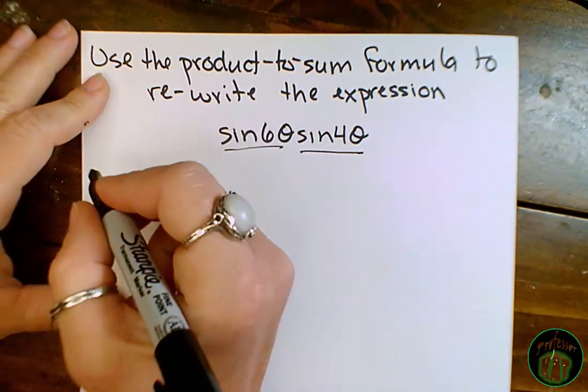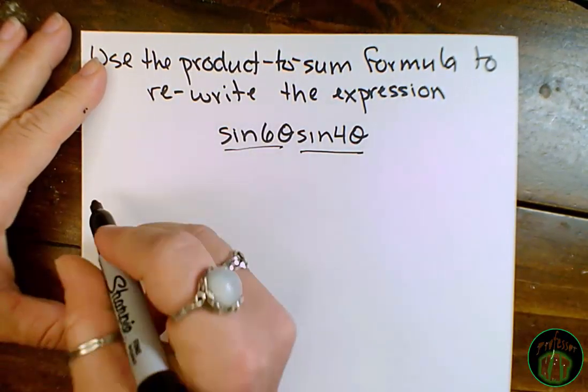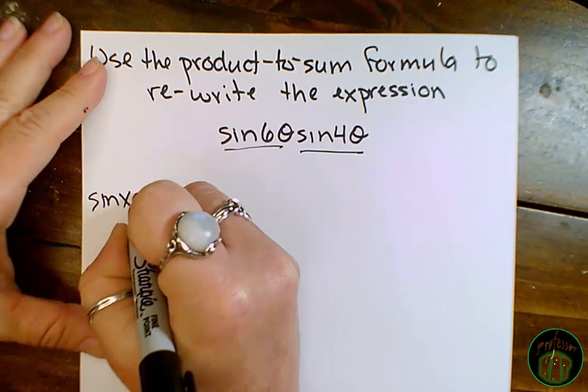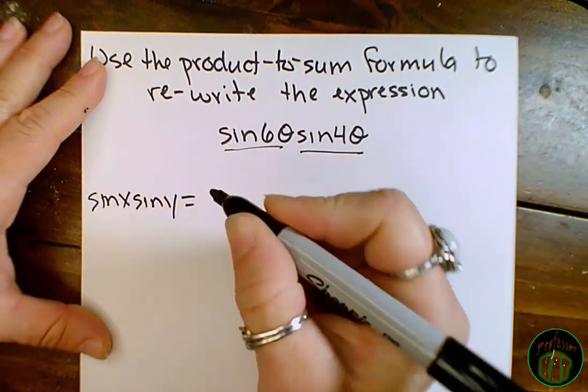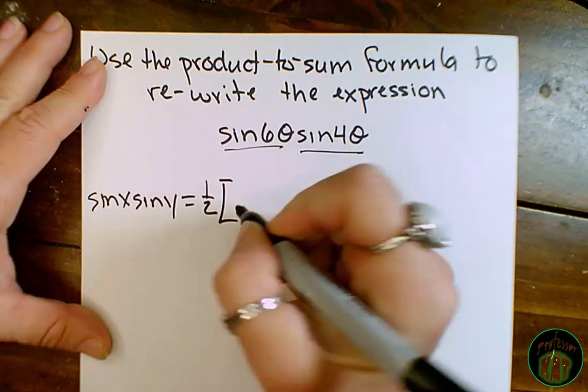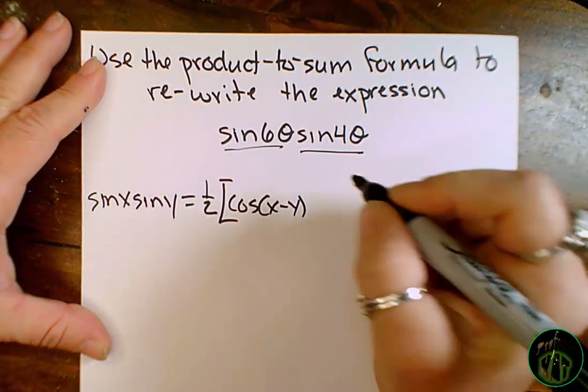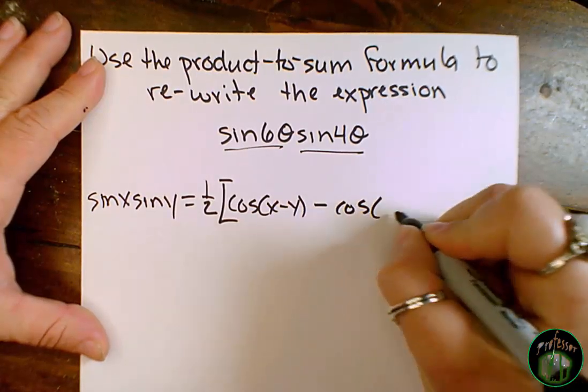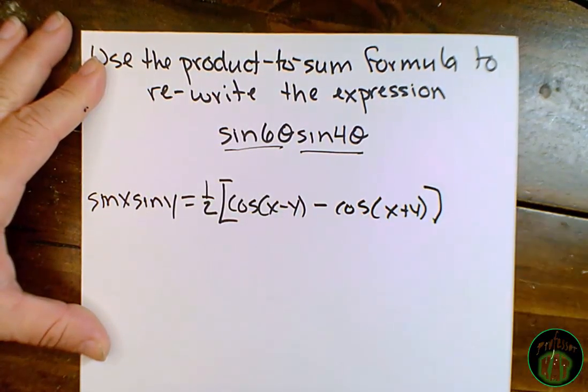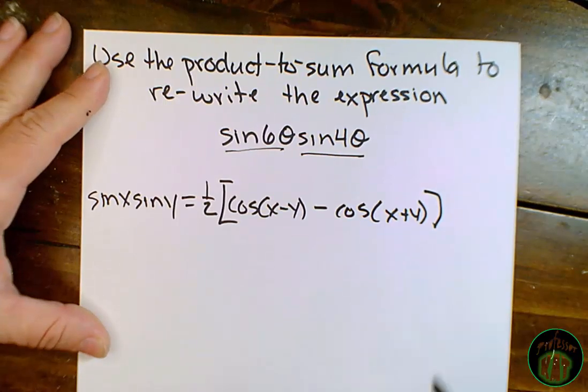And the formula for that says that sine of x times sine of y is equal to 1/2, open your brackets, cosine of x minus y minus cosine of x plus y. So we're just going to fill in accordingly here.